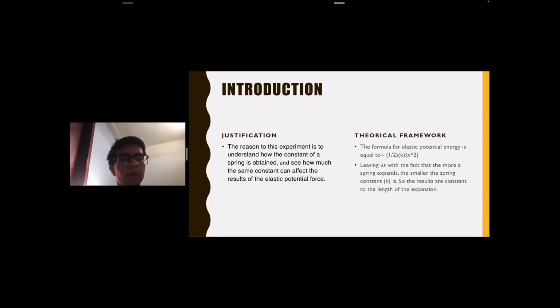The theoretical framework was that the formula of elastic potential energy is equal to 1/2 multiplied by k, that is the spring constant, multiplied by x squared, where x is the length of the expansion of the spring, leaving us with the fact that the more a spring expands, the smaller the spring constant, so the results are constant to a length of the expansion.